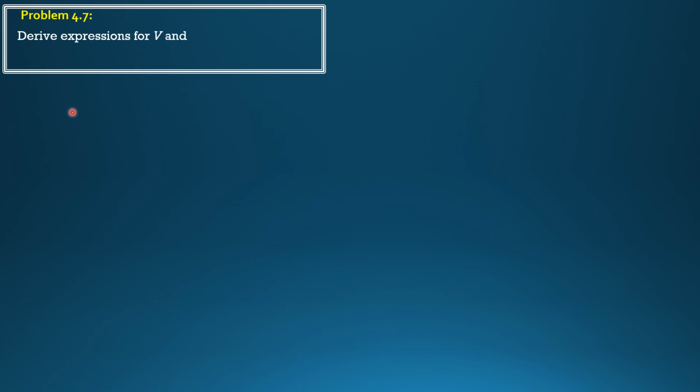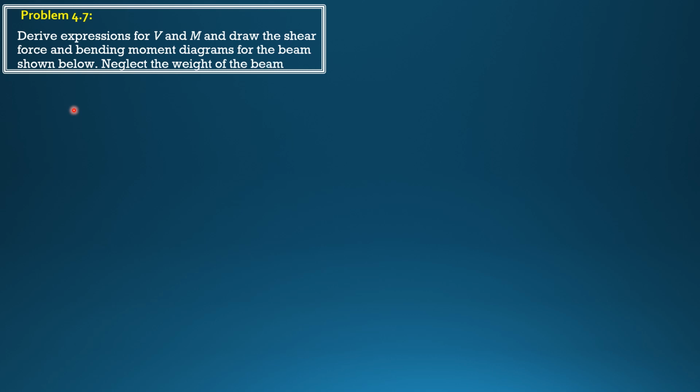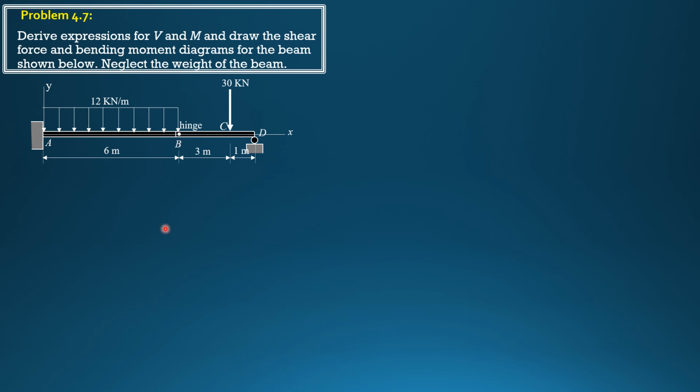So this video will discuss writing shear and moment equations and the construction of the corresponding shear force and bending moment diagrams by the derived expressions for shear and moment. Except for example 4.8, where we have to derive the shear and moment sections. So for this beam, we have an interhinge here. Derive expressions for shear and moment and draw the shear force and bending moment diagrams for the beam shown below. Neglect the weight of the beam.